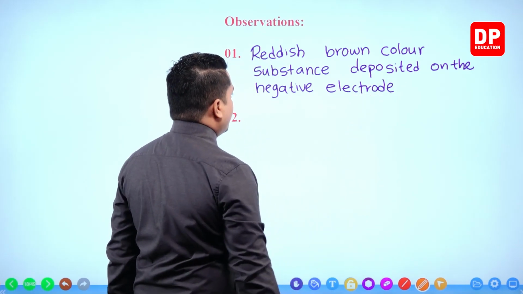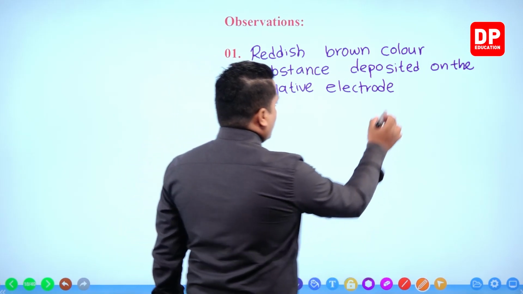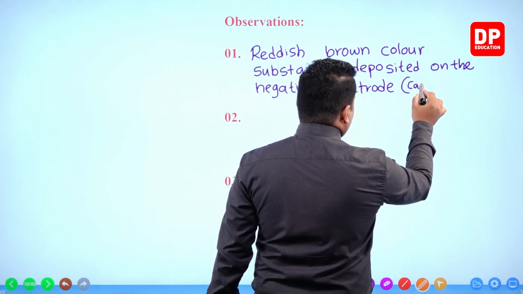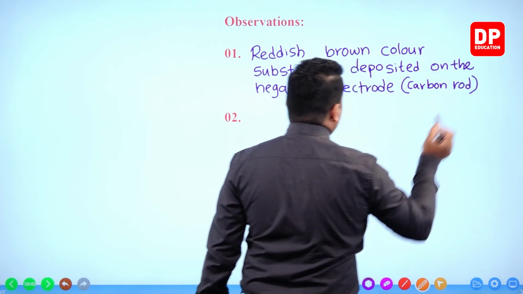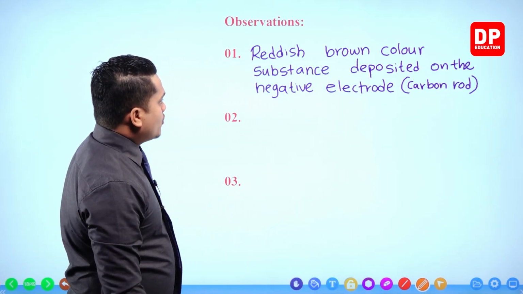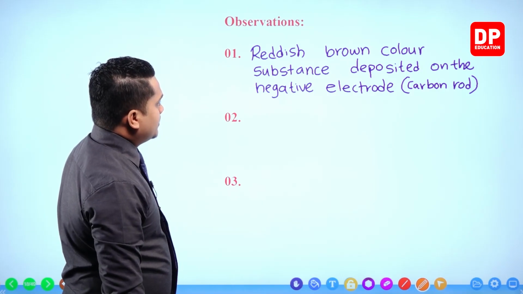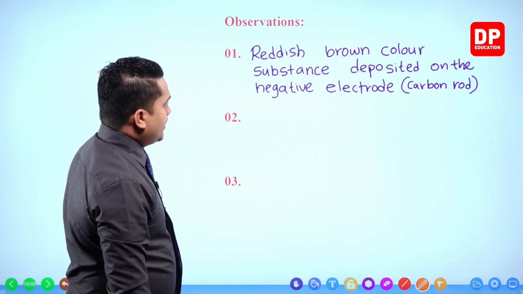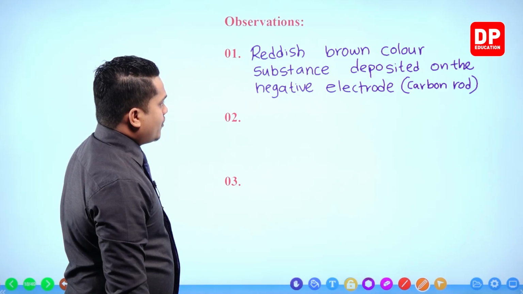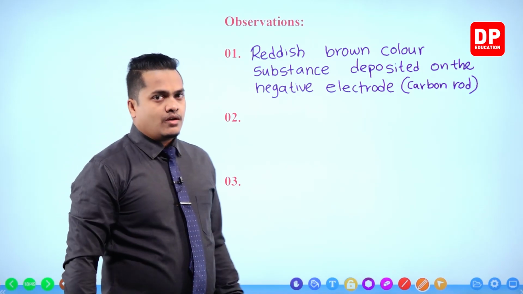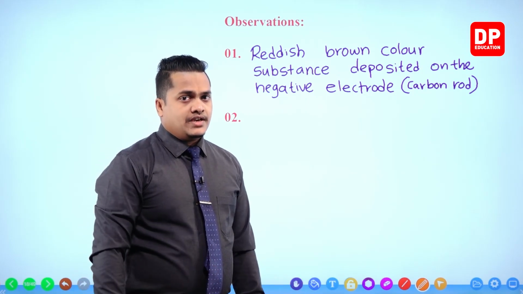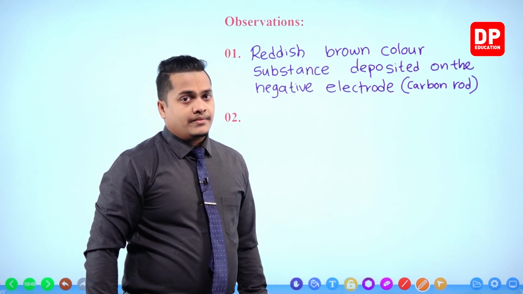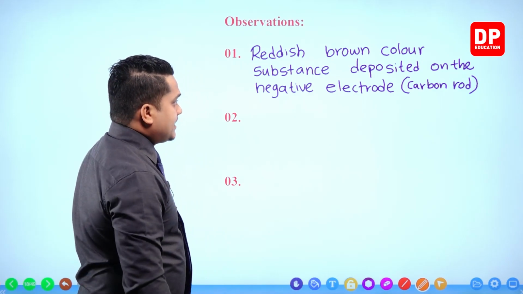Right, on the negative electrode. Electrode means carbon rod. Okay. So a reddish brown color substance deposited on the negative electrode. This is the first observation that we observed when we were doing the experiment, my dear children. Okay. Then the second one.